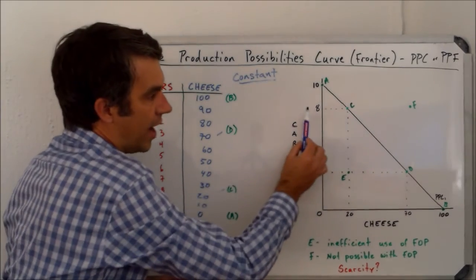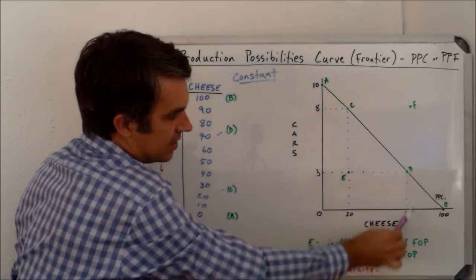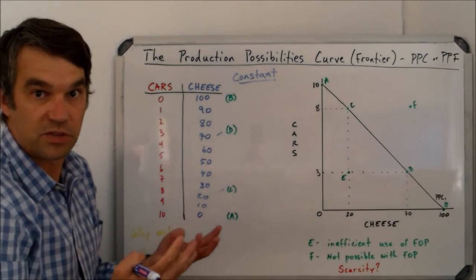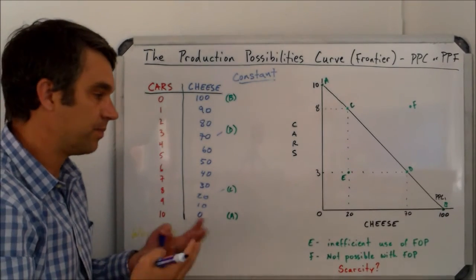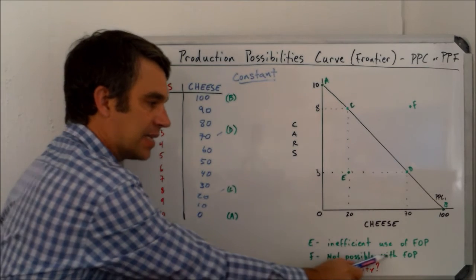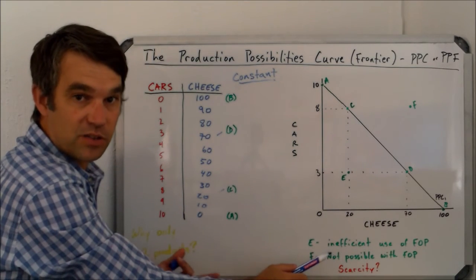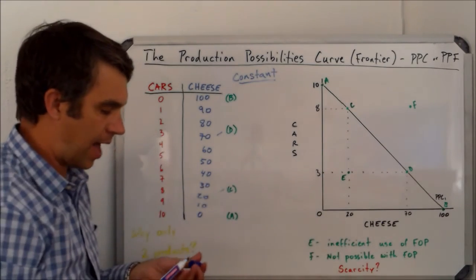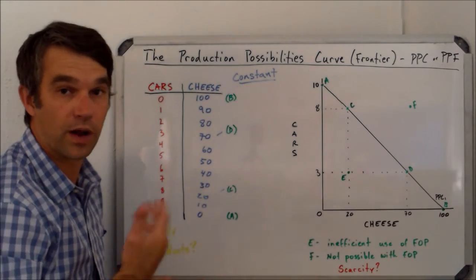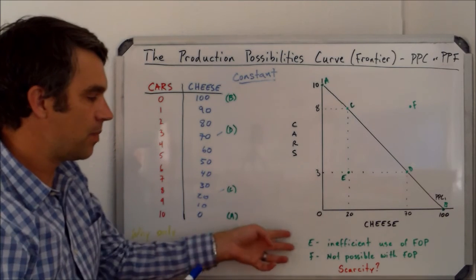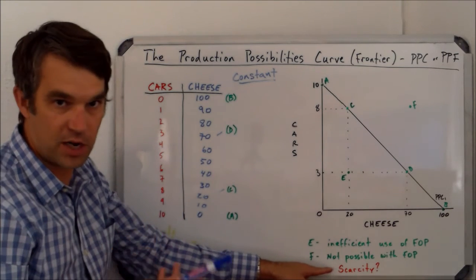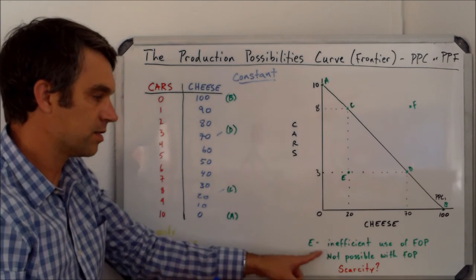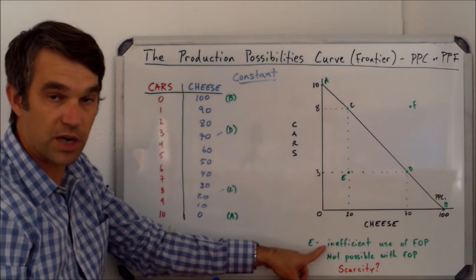Point F, where I have 8 cars and 70 blocks of cheese, well, that would seem to be the best one. It would get rid of some more of that scarcity. Unfortunately, it's not possible with our given amount of factors of production. To get 8 and 70, I would have to get more land, more labor, more capital, or more entrepreneurship. Keep in mind that when we go back to our initial idea of scarcity, that scarcity, of course, is going to be made worse if I'm not using my factors of production efficiently.